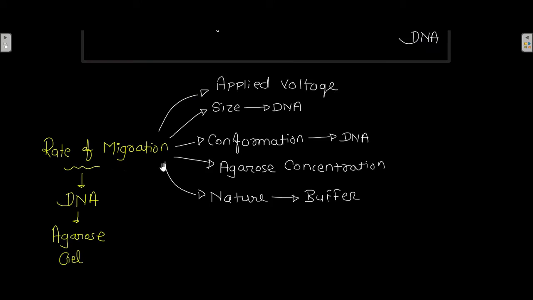So the rate of migration of DNA through the agarose gel depends upon the applied voltage, the size of the DNA, the conformation of the DNA, the agarose concentration and the nature of the buffer. These factors determine the rate of migration of the DNA through the agarose gel.